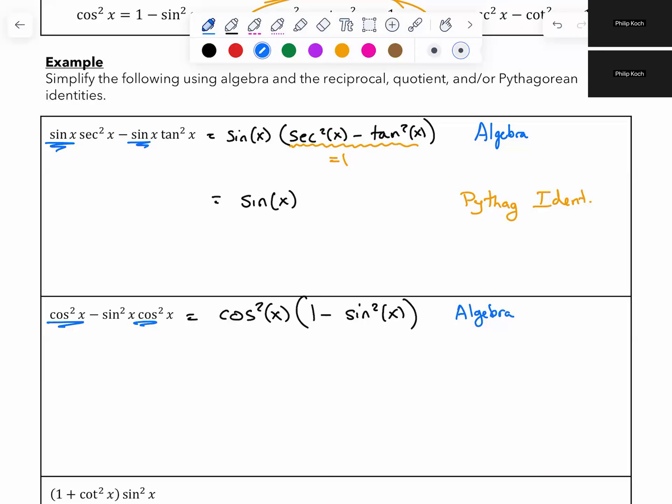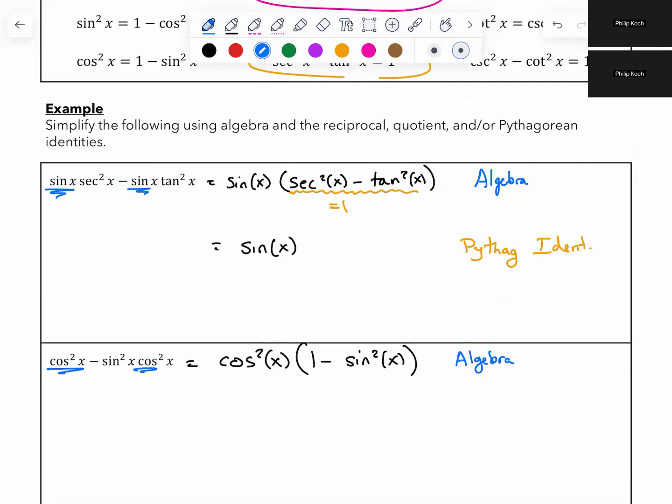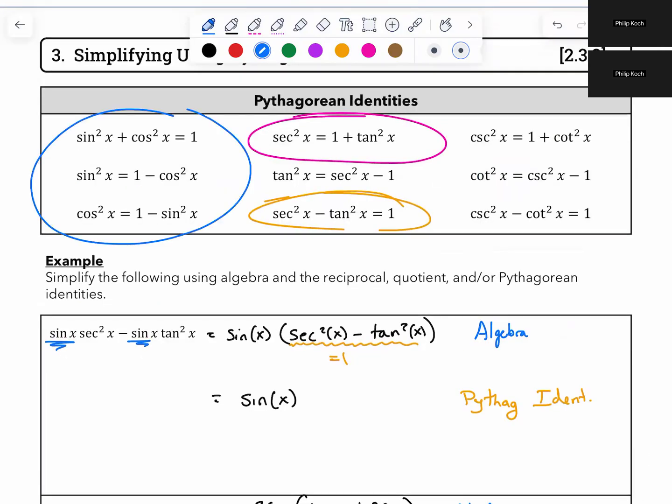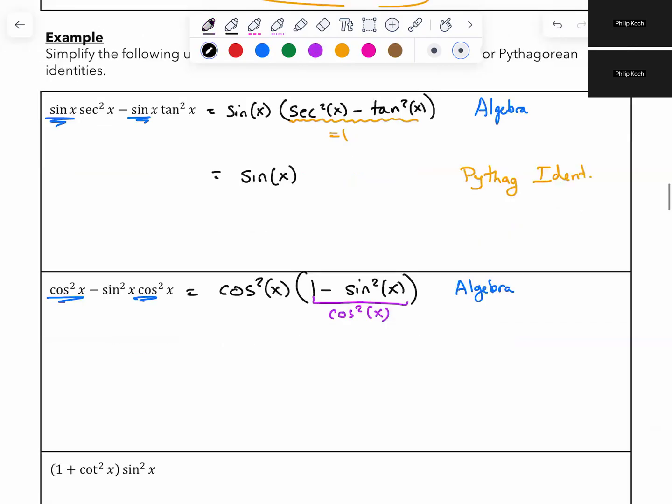Then, as soon as I see a 1 minus or a 1 plus something squared, I immediately think of the Pythagorean identities. So what is 1 minus sine squared of x equal to? Cosine squared x. And if you do it enough, you start to memorize it, you start to recognize what it's going to be. But either way, that's going to be equal to cosine squared. So this equals cosine to the 4th of x. And that's by a Pythagorean identity.